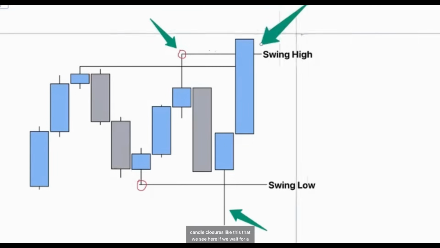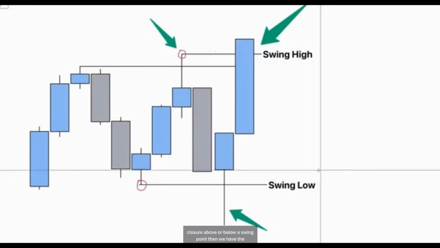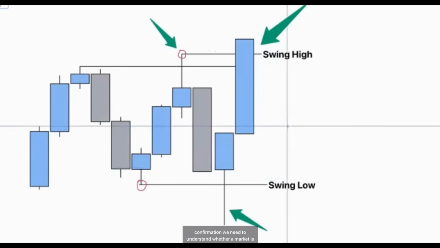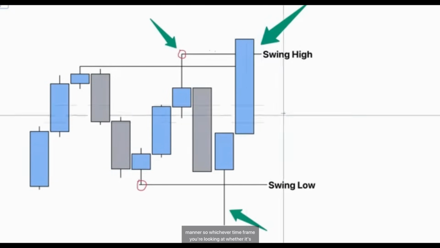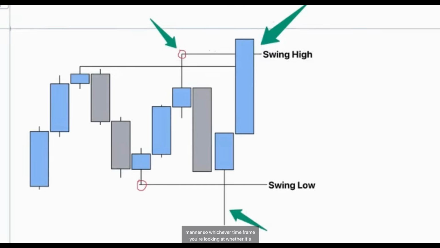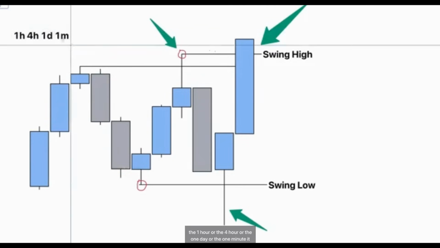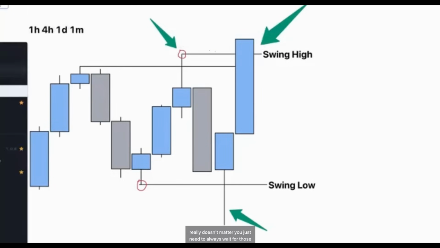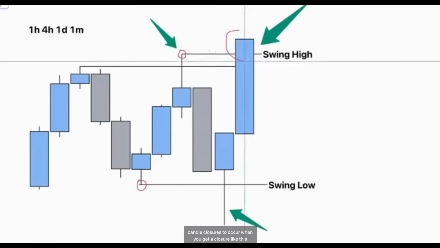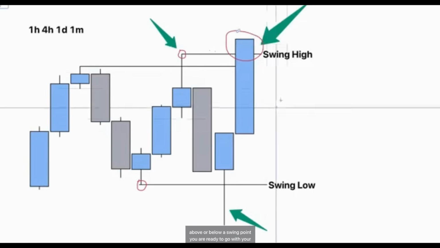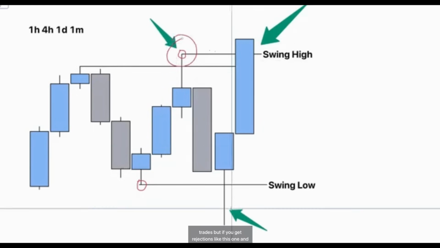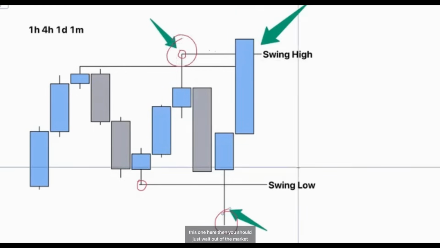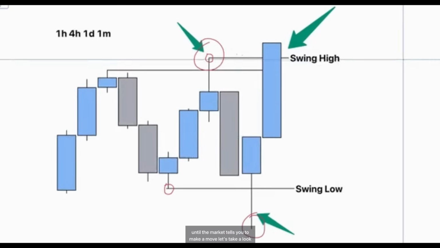But really, it can all be solved by just waiting for the candle closures like this that we see here. Because if we wait for a closure above or below a swing point, then we have the confirmation we need to understand whether a market is building strength in one way or the other in a meaningful manner. So whichever time frame you're looking at, whether it's the 1 hour or the 4 hour or the 1 day or the 1 minute, it really doesn't matter. You just need to always wait for those candle closures to occur. When you get a closure like this above or below a swing point, you are ready to go with your trades. But if you get rejections like this one and this one here, then you should just wait out of the market until the market tells you to make a move.